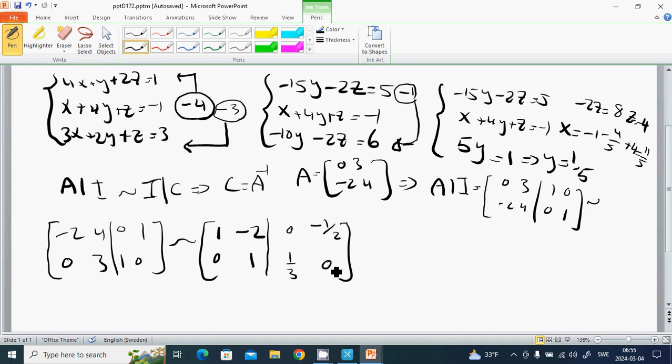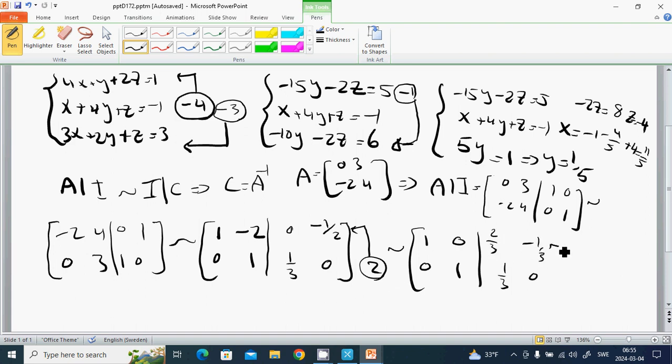We are going to multiply this row by 2, then it is 1, 0, 0, 1, and 1/3, 0 is 2/3, and minus 1/3. Then this one is A inverse because it is I here.